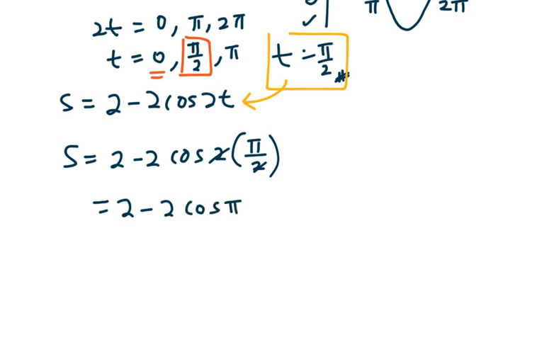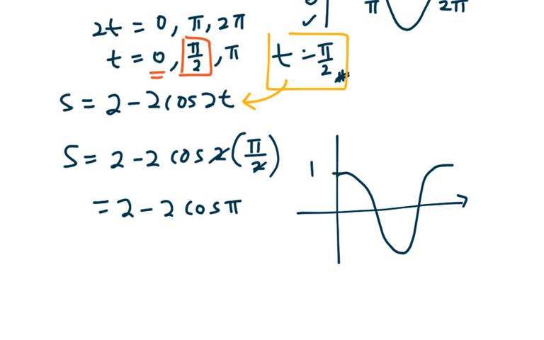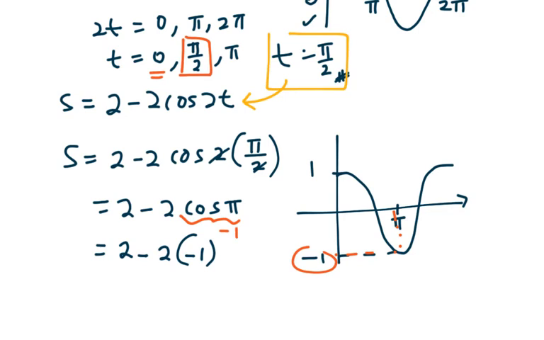Again, you can press the calculator to get the answer, or as a quick recap, for the cosine graph, the maximum is 1 and the minimum is negative 1. When the value is equivalent to pi, the value that you should get is negative 1. So here it will be 2 minus 2 of negative 1, because cosine of pi is negative 1. Hence, your final answer will be 2 plus 2, which is equivalent to 4.